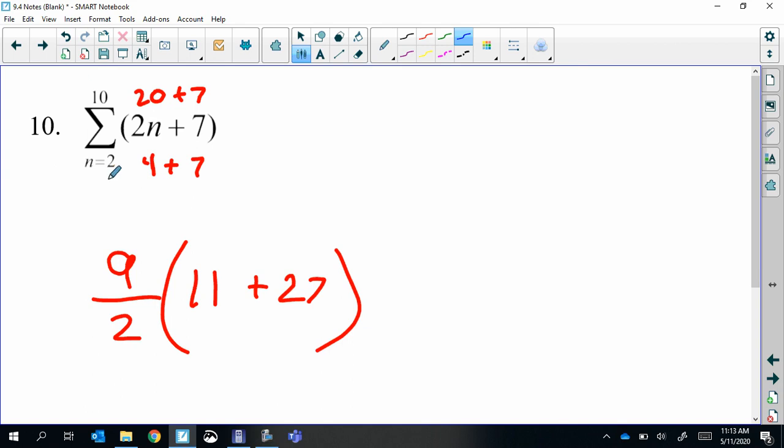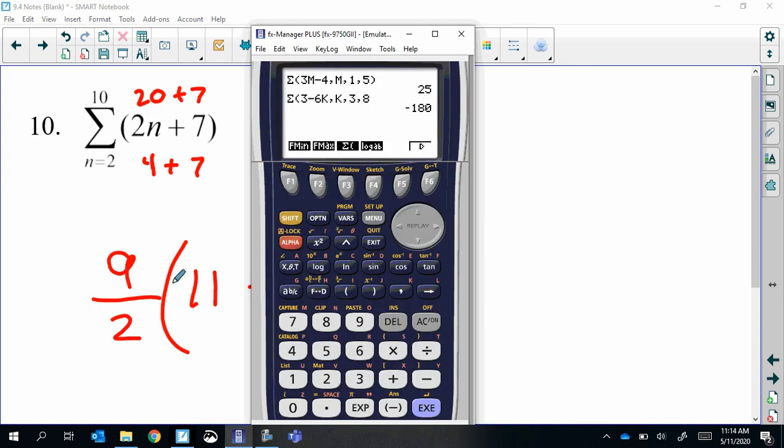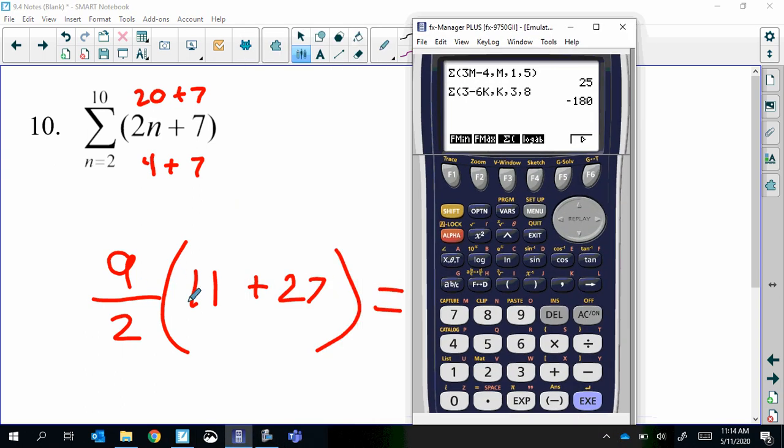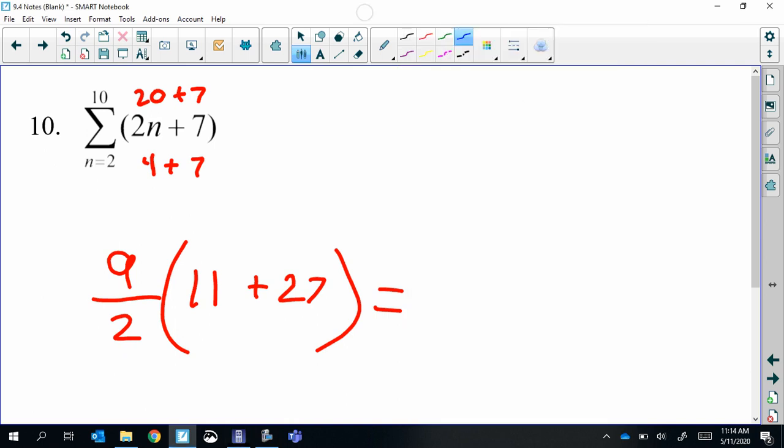And then 10 minus 2 is 8. So remember that's 9 numbers in between. So that's 38 times 9 over 2. Is 171.